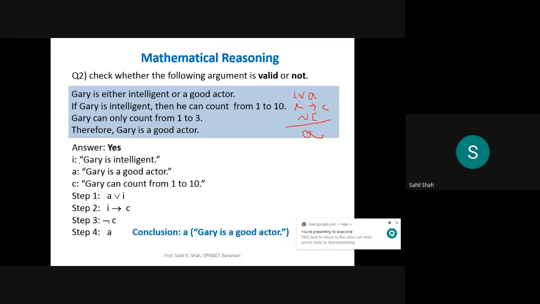So how can we represent this? Let I denote Gary is intelligent. A denote Gary is a good actor. C denote Gary can count from 1 to 10. First premise, A or I. Second premise, if intelligent, then count from 1 to 10. Third premise, negation of C. So the conclusion is actor.